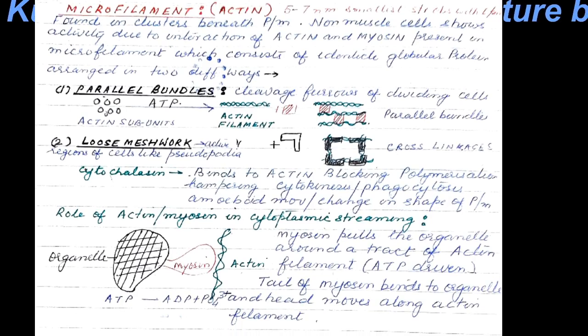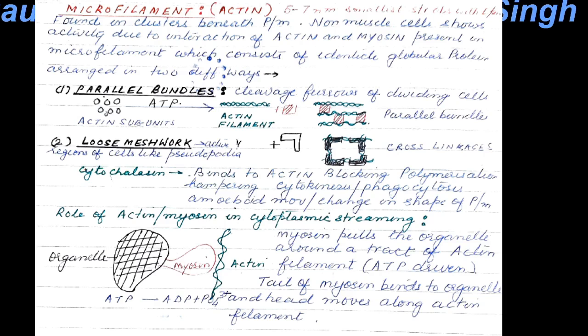Like colchicine, we have cytochalasin, which is a cytotoxic material. It blocks the polymerization and hampers the cytokinesis, phagocytosis, and amoeboid movement or change in shape of plasma membrane. That means that actin is actively involved in cytokinesis, phagocytosis, amoeboid movement, and in change of cell shape. Cytoplasmic streaming is caused by actin and myosin interaction.